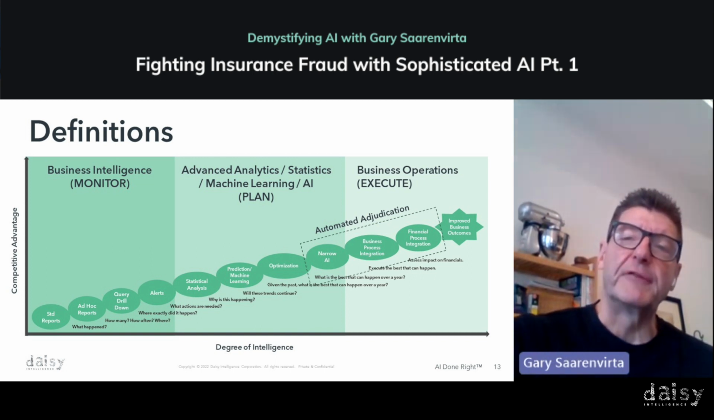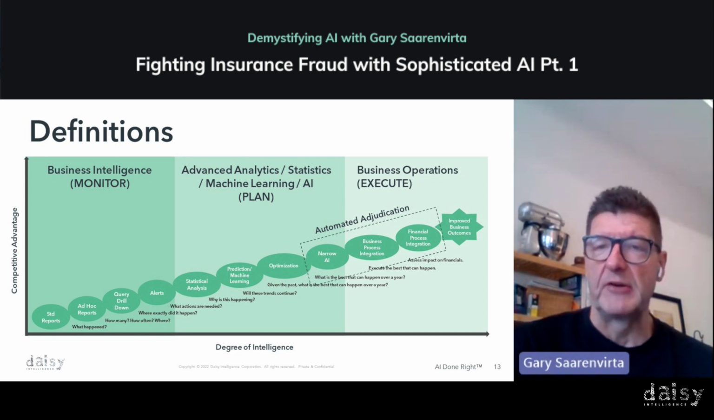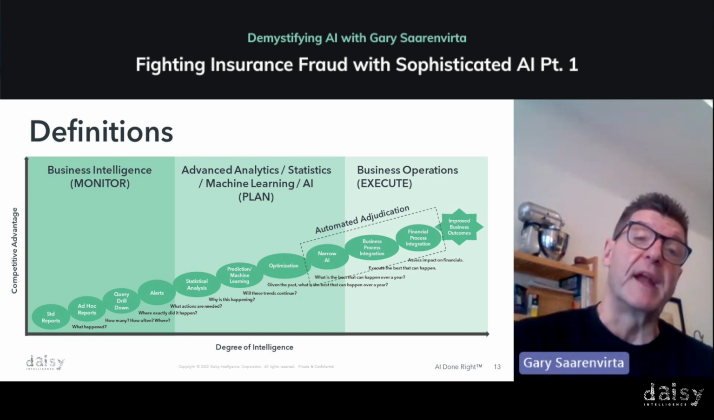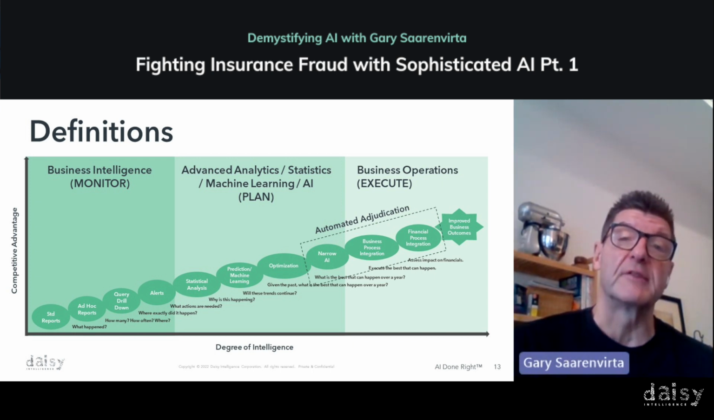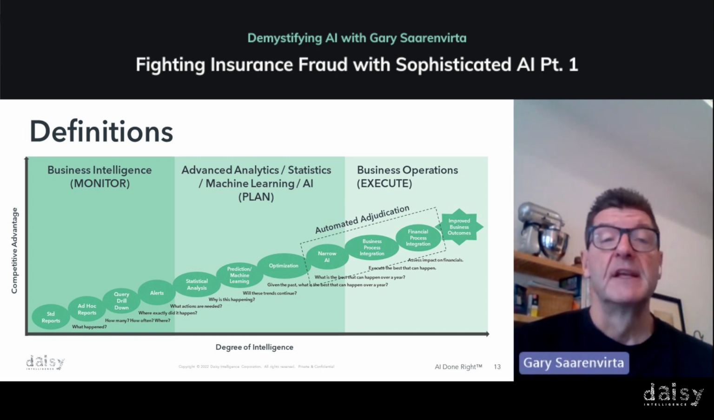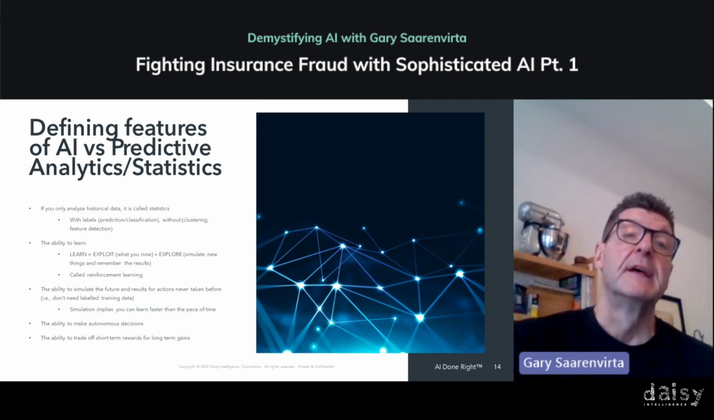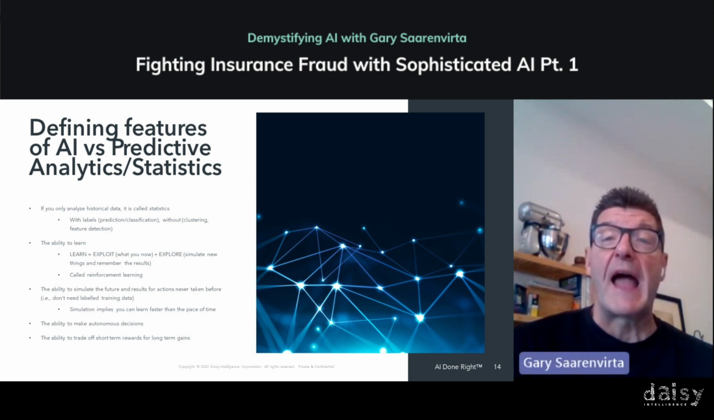So regardless, even if you're not doing AI and you're doing statistical analysis and prediction or machine learning, you should be integrating those into existing workflow and financial processes to achieve the values, not just a technical exercise. So those are just some background definitions. Going back to remind you what we view the key defining features of AI versus predictive analytics or statistics.